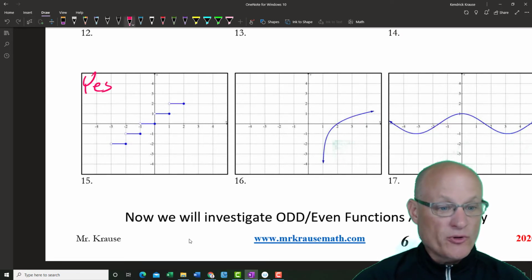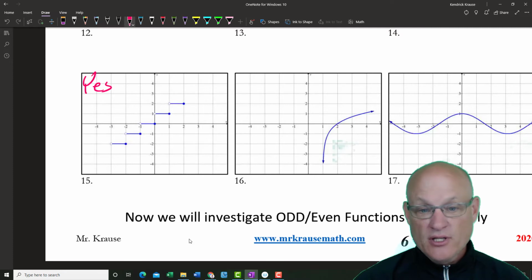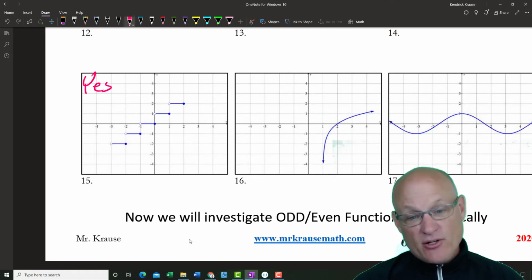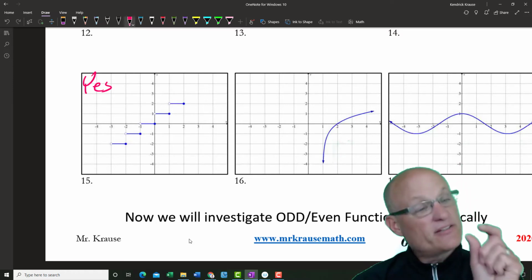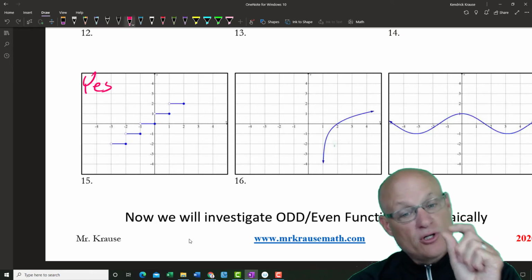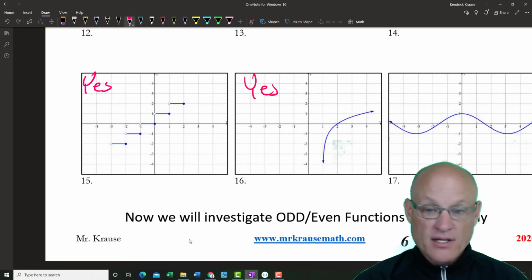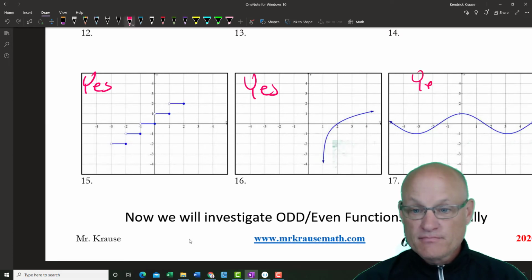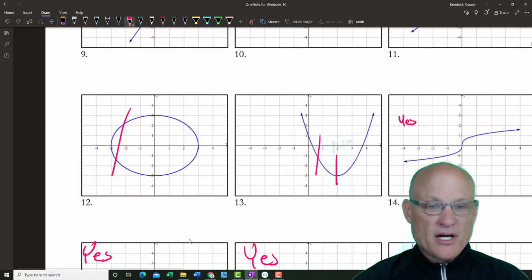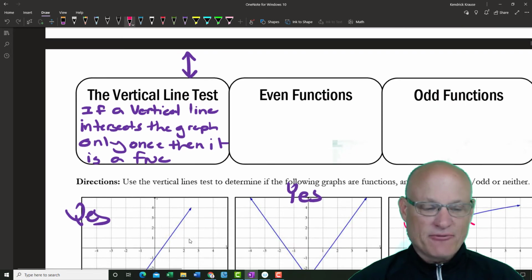Remember, it goes to the open circle, doesn't hit it, but hits the closed circle. This is a function. Even though it looks like it's getting closer and closer, it keeps getting smaller and closer to this one, but it never crosses it. So this is a function. And this is also a function. That's the cosine curve. All right, so let's go back up and talk about even and odd functions.